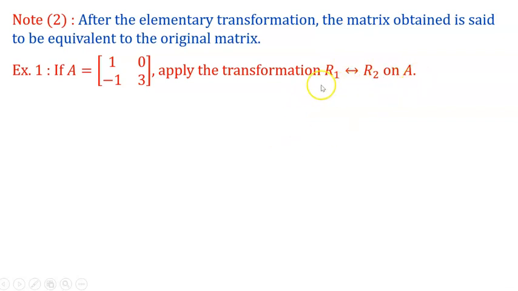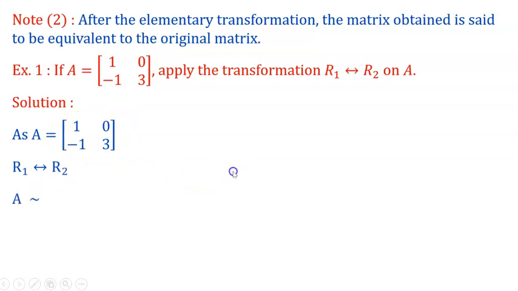on A, means change the first and second row. That is, first row will become second and second row will become first. See this here, the solution. As A is equal to 1, 0, minus 1, 3, then R12 gives here the new matrix minus 1, 3, 1, 0.